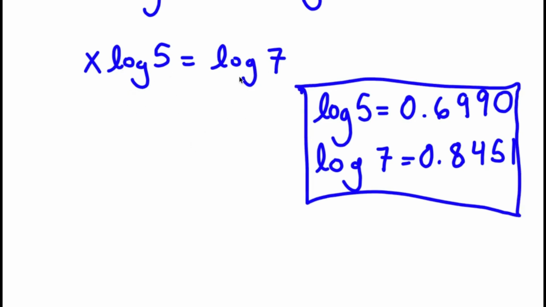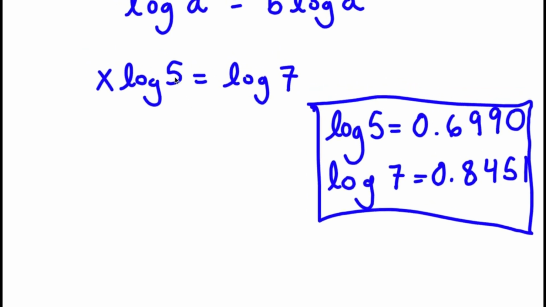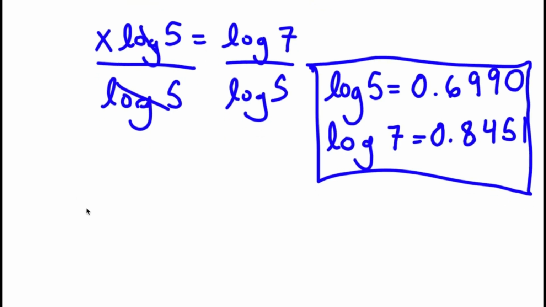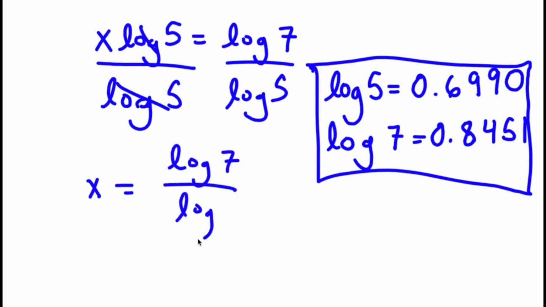Alright, so now I'm going to first start by dividing both sides by log 5. So then these two cancel out. And now I'm going to be left with x is equal to log 7 over log 5.